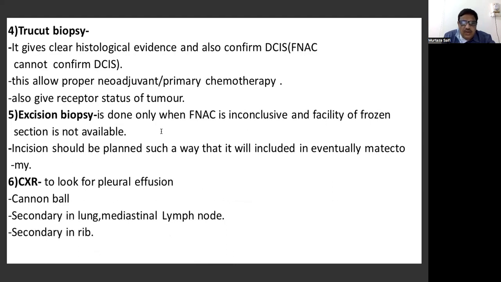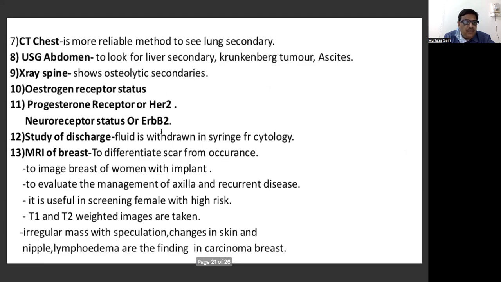Excision biopsy is done only when FNAC is inconclusive and the facility of frozen section is not available. Excision should be planned in such a way that it will be included in an eventual mastectomy. Chest X-ray to look for pleural effusion, cannonball secondaries in lung, mediastinal lymph nodes, secondaries in rib. Chest CT is a more reliable method to see lung secondaries. USG abdomen to look for liver secondaries, Krukenberg tumor, ascites.